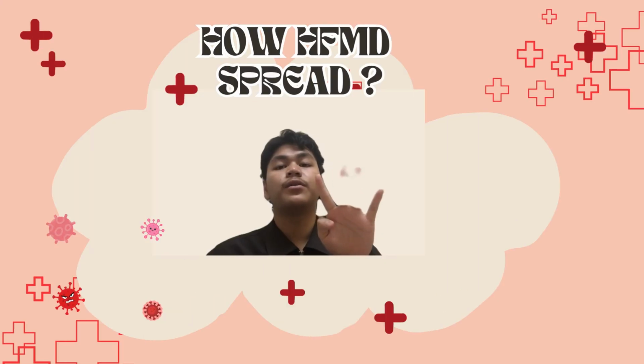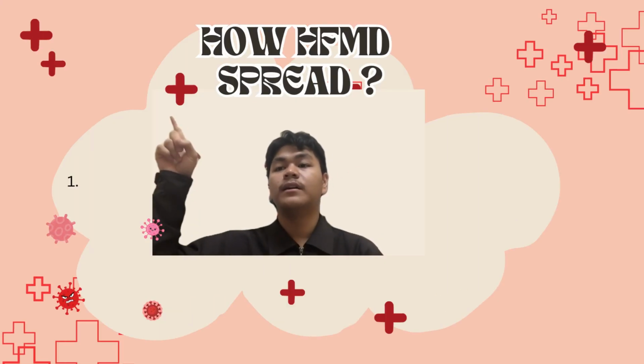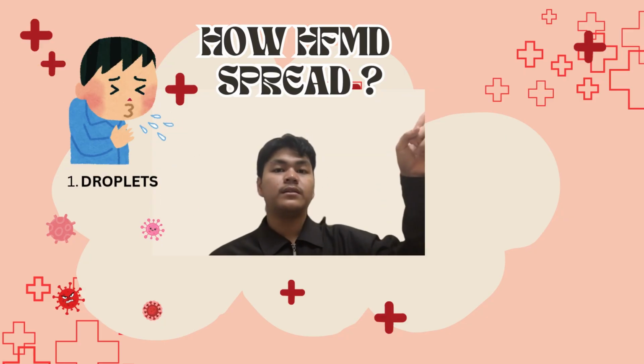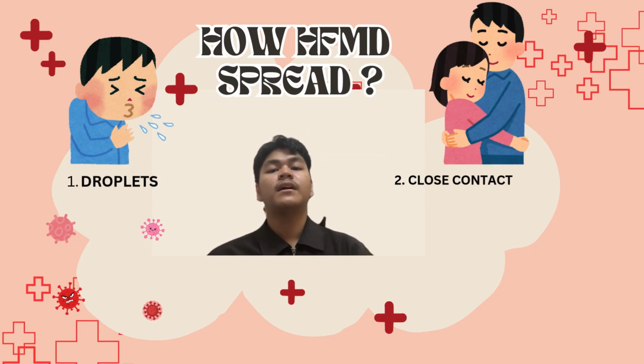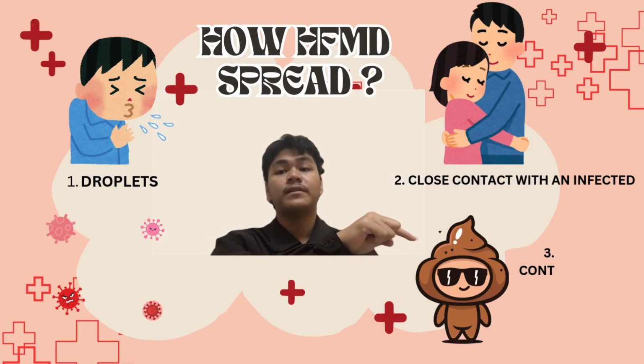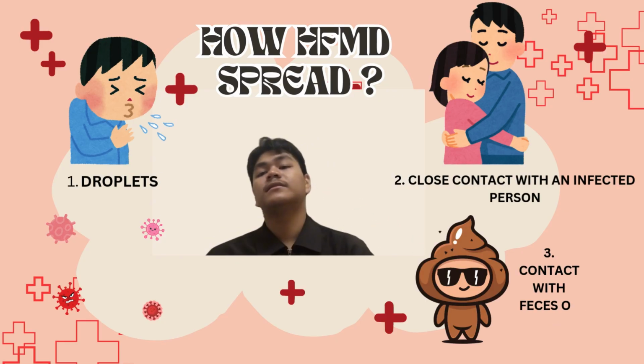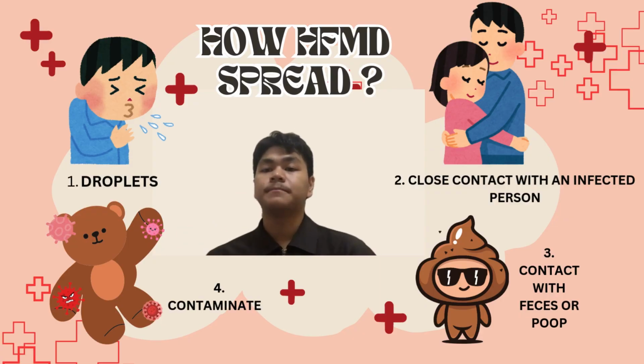So there are 4 ways on how HFMD spreads. Number 1 is through droplets. Number 2 is close contact with an infected person. Number 3 is contact with feces or poop. And last but not least is contaminated places.